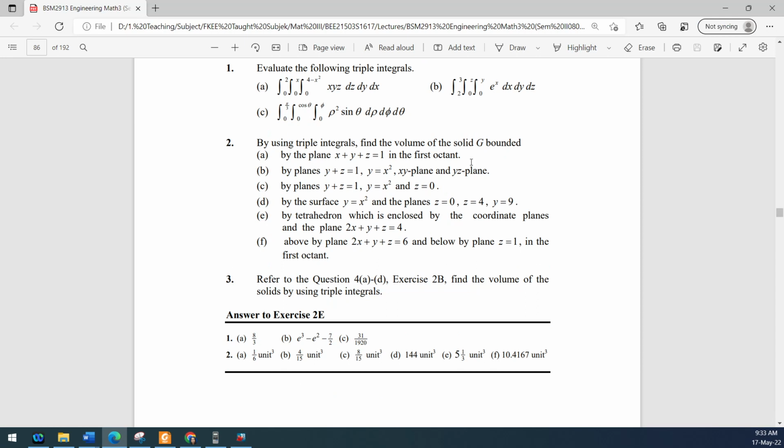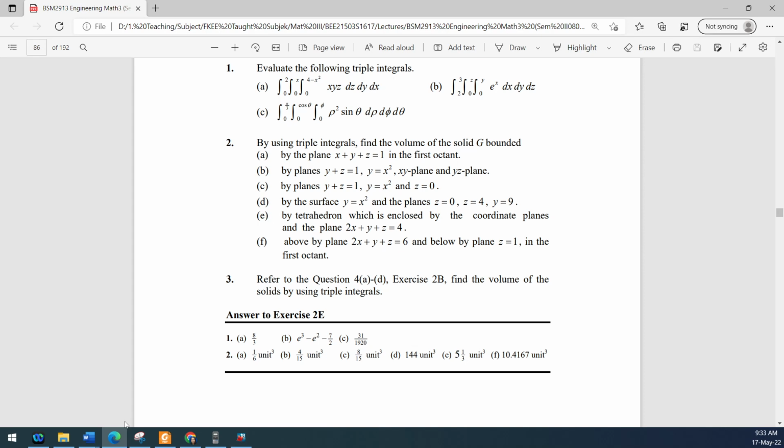So the second question is an application. Find the volume of the solid G bounded by the plane x plus y plus z equal to 1 in the first octant. In a double integral, you can find the volume of a solid, but that solid always has its lower bound on the xy plane. But in a triple integral it is more flexible.